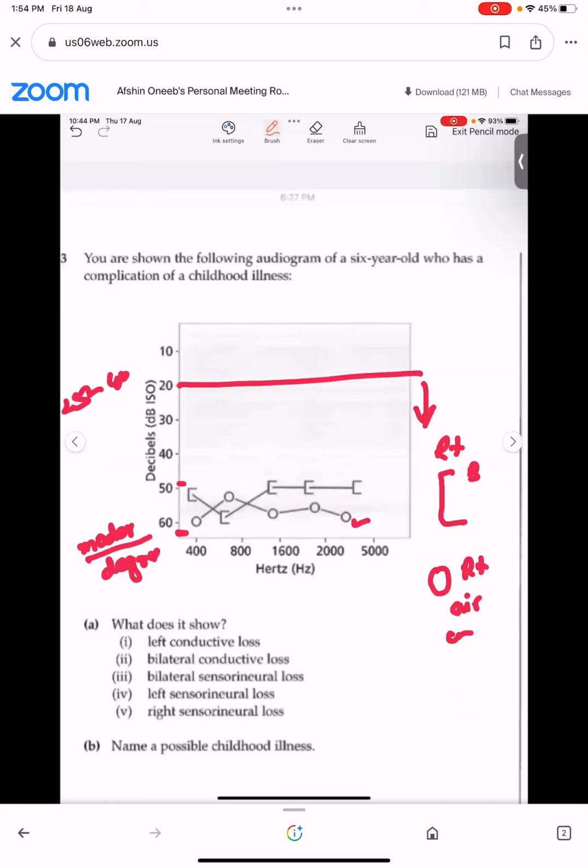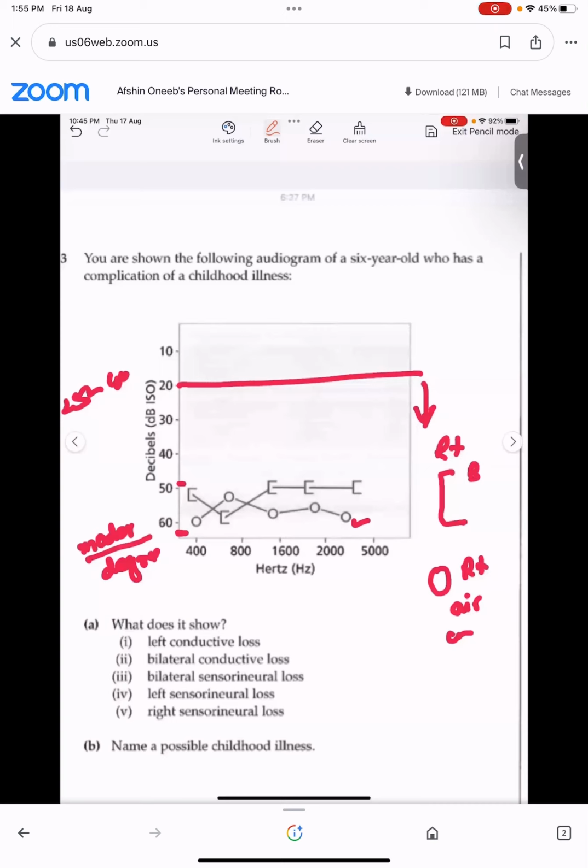Hearing loss. Which type? Which type of the hearing loss? Which type of the hearing loss? Yes. Yes. Okay. What about others? Yes, Minal. Maliha, what is this?